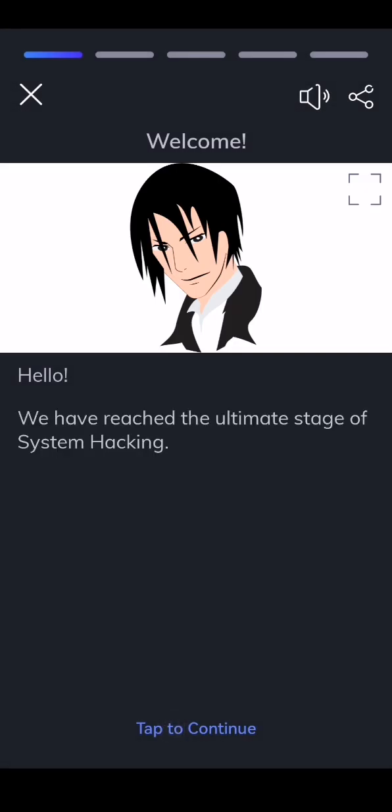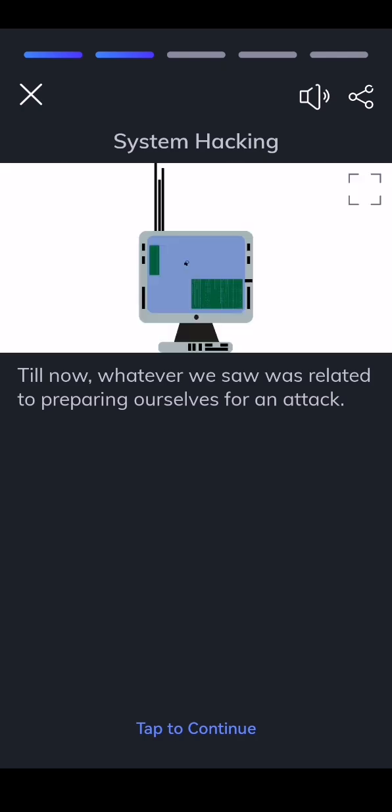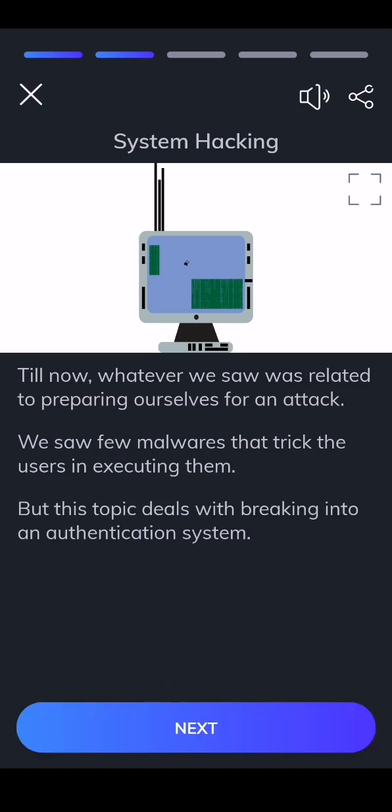We have reached the ultimate stage of system hacking. Let's begin now. Till now, whatever we saw was related to preparing ourselves for an attack. We saw few malwares that trick the users in executing them. But this topic deals with breaking into an authentication system.